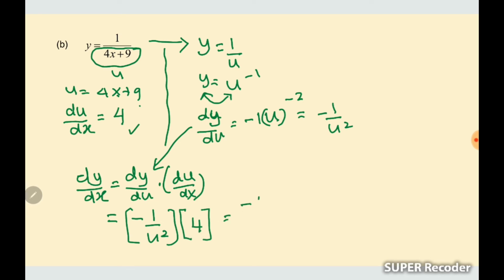The answer is negative 4 over u squared. But you have to substitute what u is here. So negative 4 over (4x plus 9) squared. You must substitute u. You cannot stop until here.